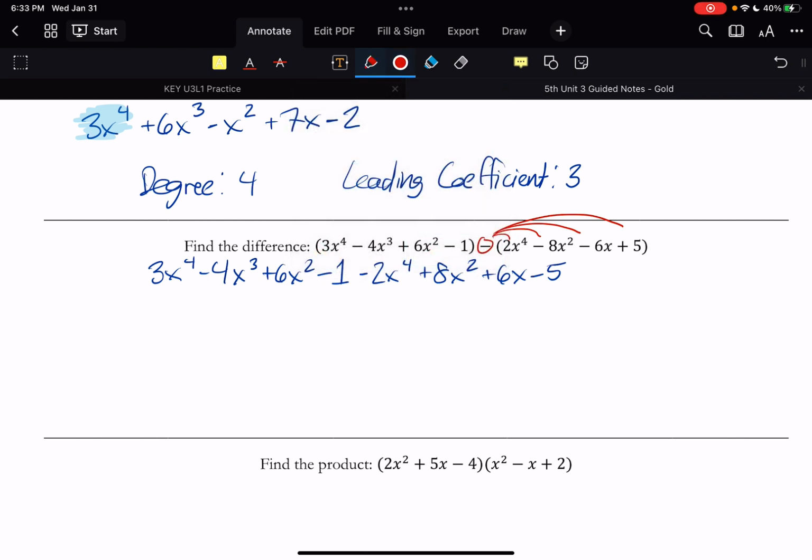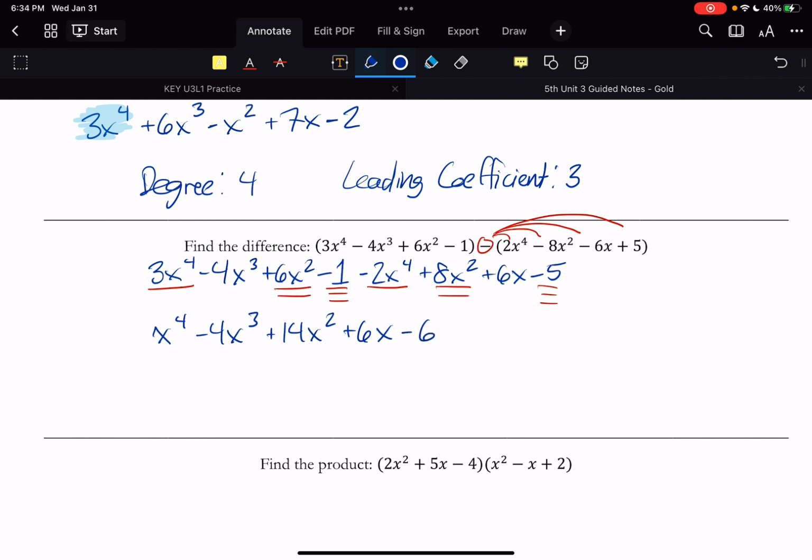And now I want to combine my like terms. So I have 3x to the 4th and negative 2x to the 4th. I have 6x squared and 8x squared, and I have negative 1 and negative 5. So putting these in descending order, 3x to the 4th minus 2x to the 4th is x to the 4th, minus my 4x cubed. 6x squared and 8x squared gets me 14x squared, plus 6x, and then negative 1 minus 5 is negative 6.